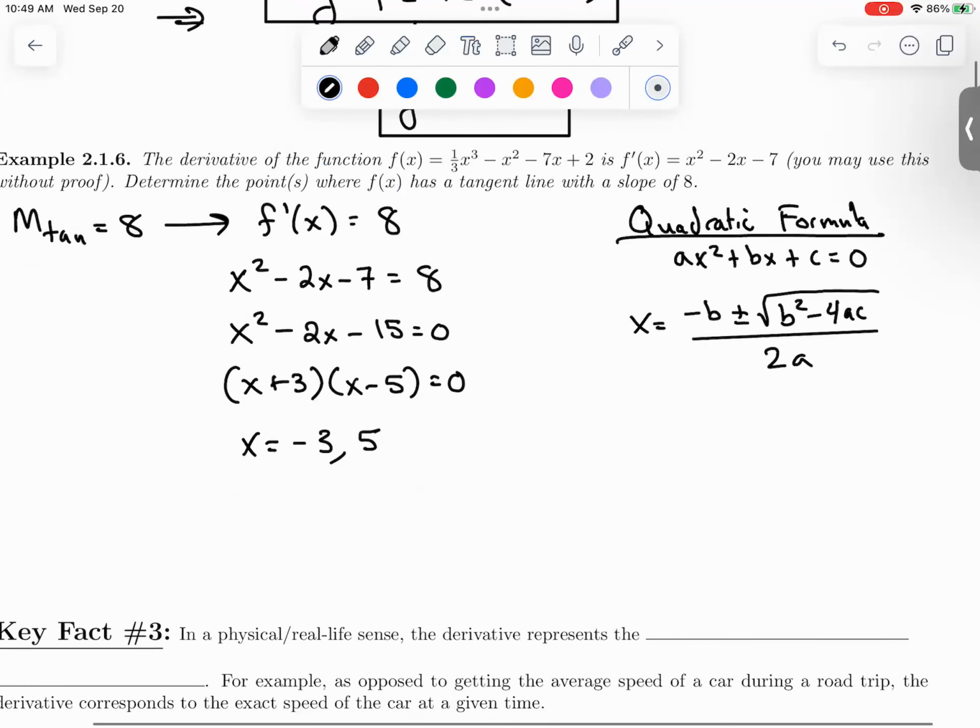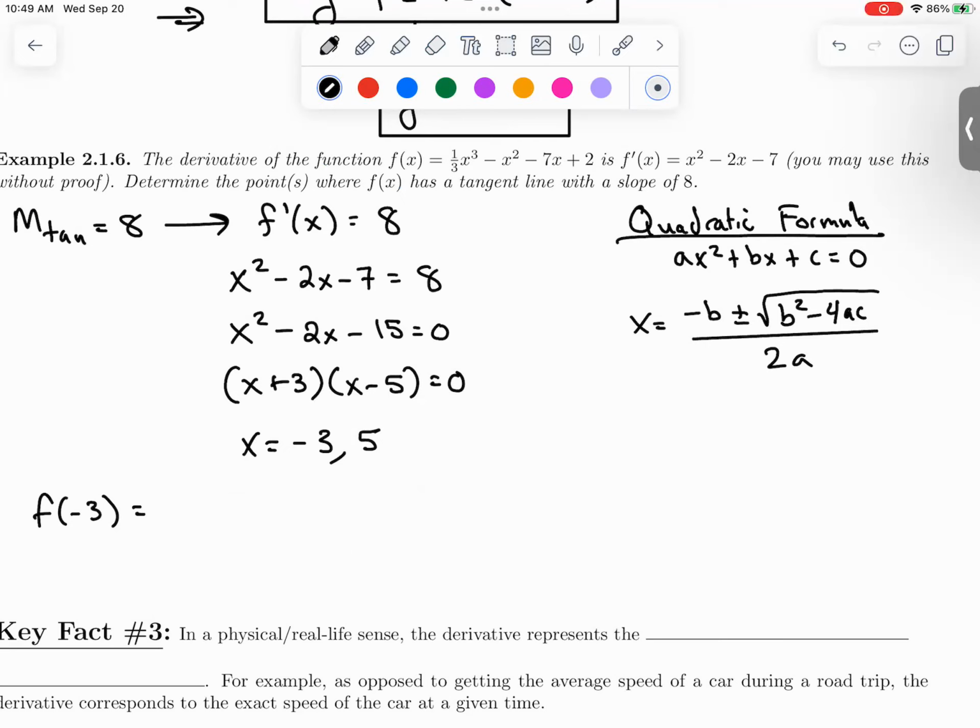So f of negative 3 is going to equal, someone has my calculator. Thank you. I do not know this off the top of my head. I've actually forgotten my notes today. So we're going a blind run.